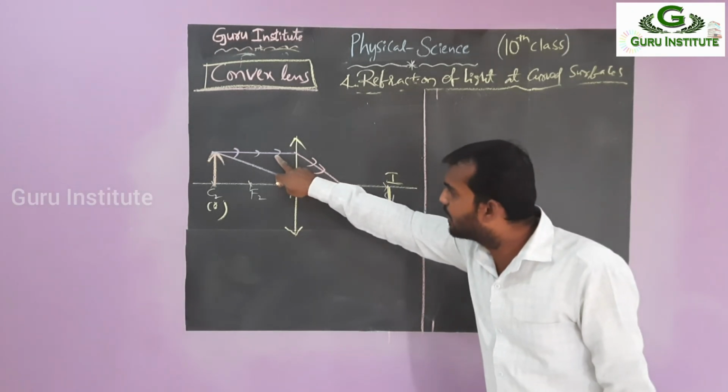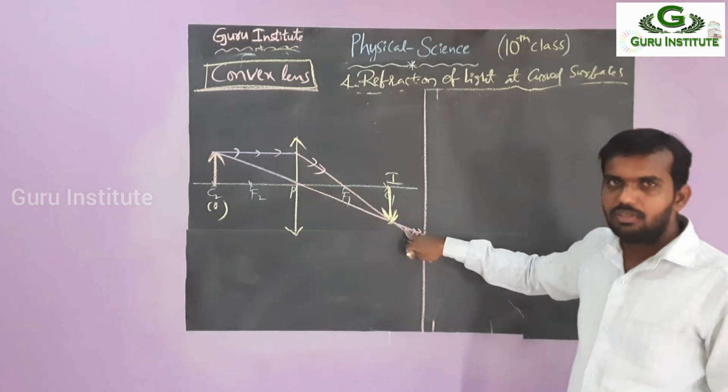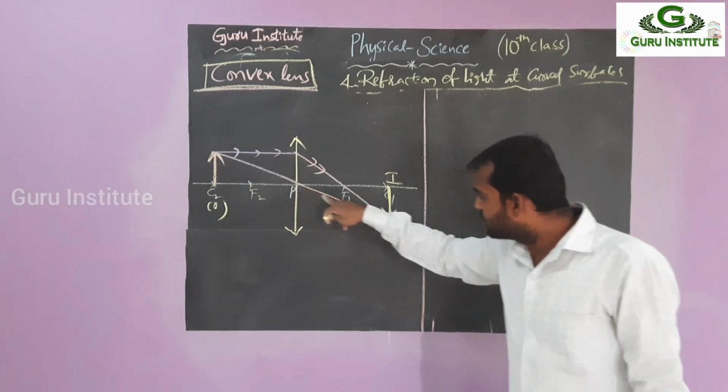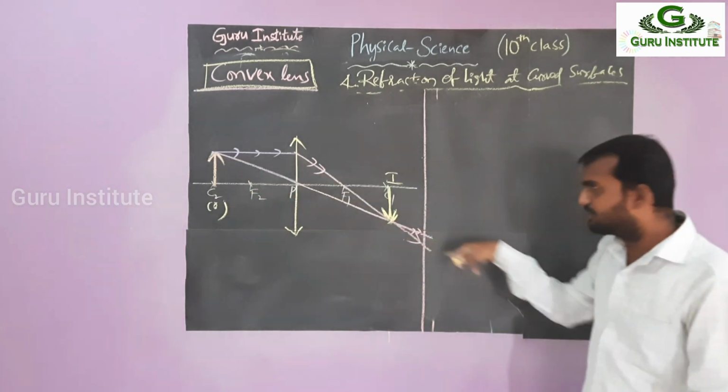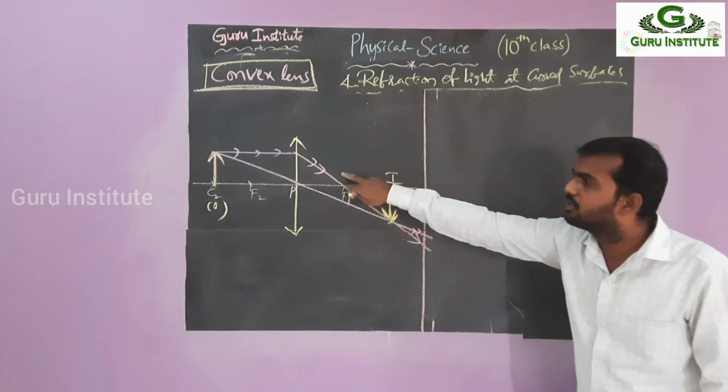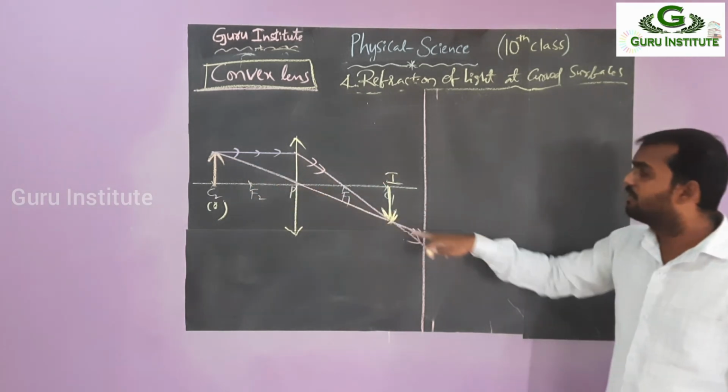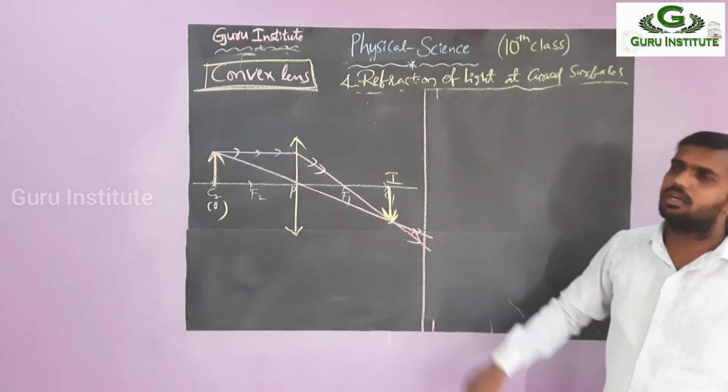Simply, I am taking the first ray parallel to the principal axis, passing through the focus. Okay, right? Next, passing through the pole, there is no deviation. Simply draw a straight line. Only this one we have to check. The remaining ones you have to simply draw. Where they meet, there you have to draw the image.